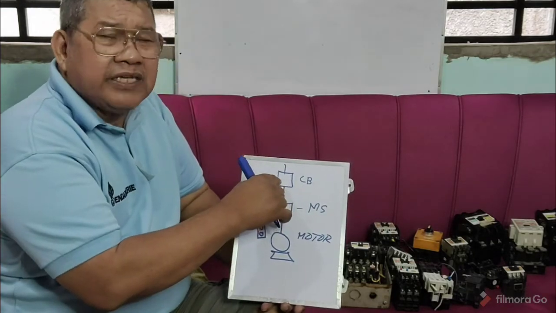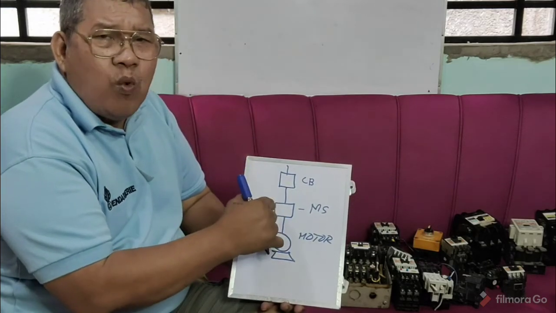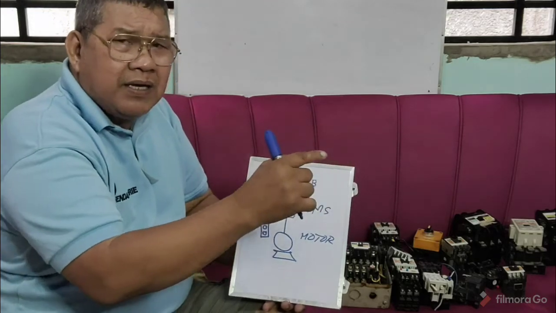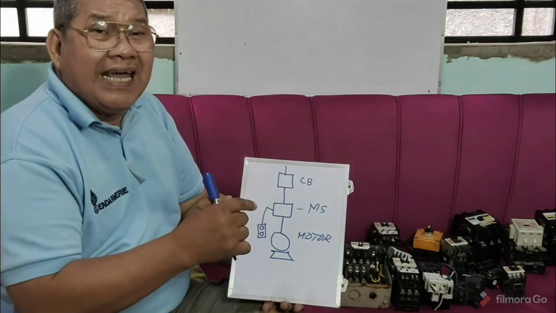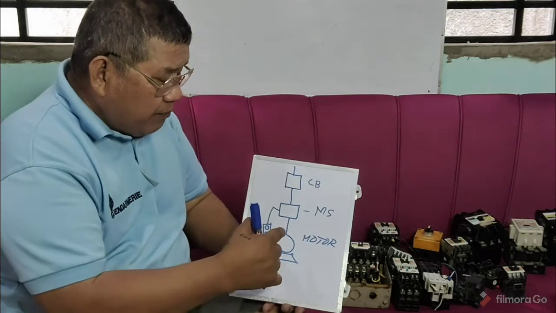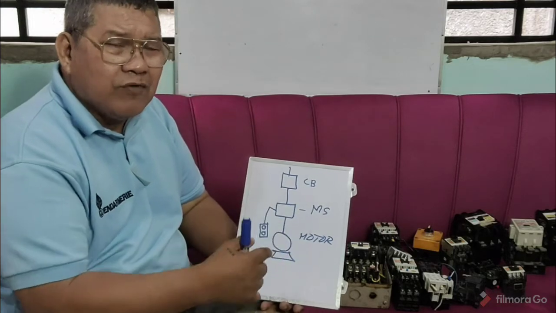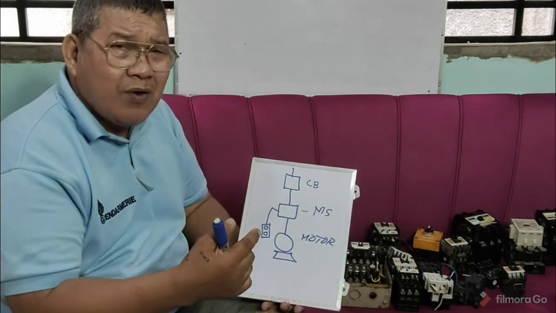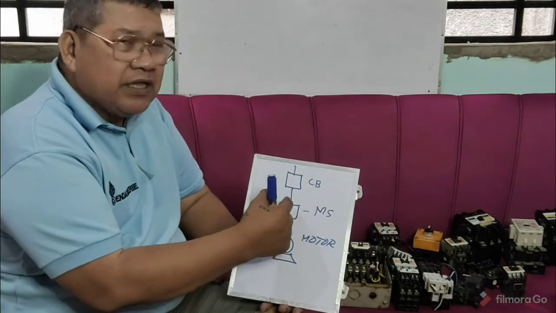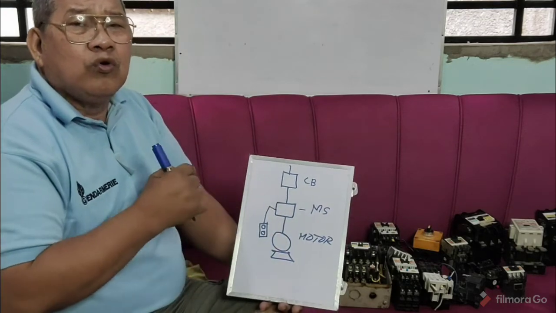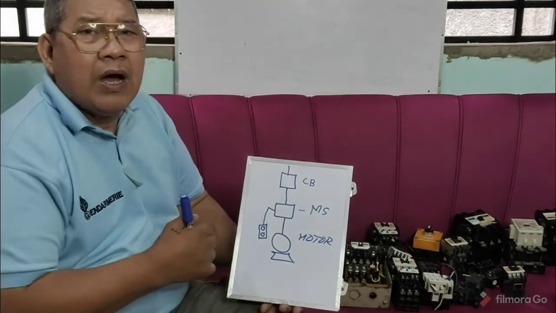So, the circuit breaker here is an overcurrent protection, while the magnetic starter here is responsible not only for stopping and starting your motor, but also for protecting your motor from any overload. As I told you a while ago, if you put more than its rated load on the motor, let us say the motor is only good for 5 horsepower and you put more than 5 horsepower, maybe you double it, thinking that it is good, then of course the magnetic starter is responsible for tripping off your whole system.